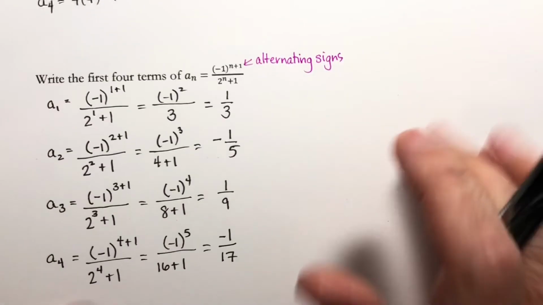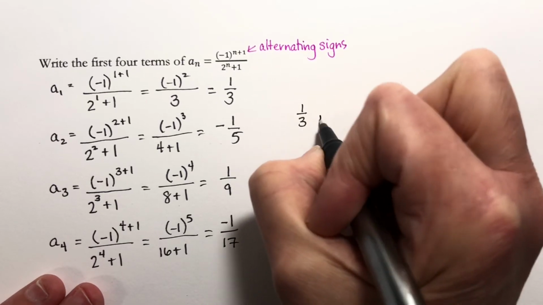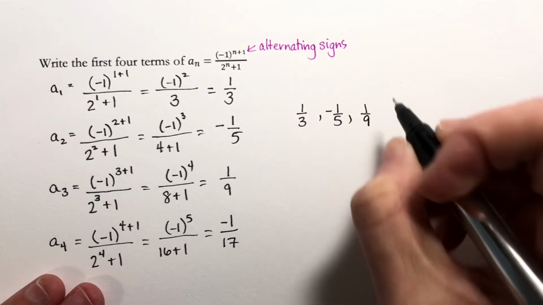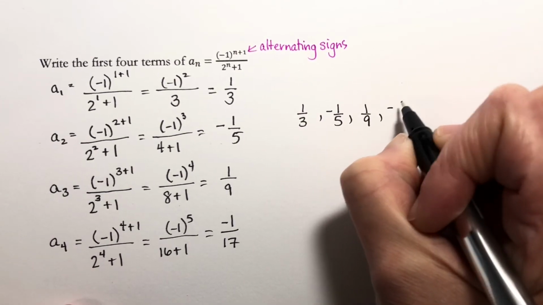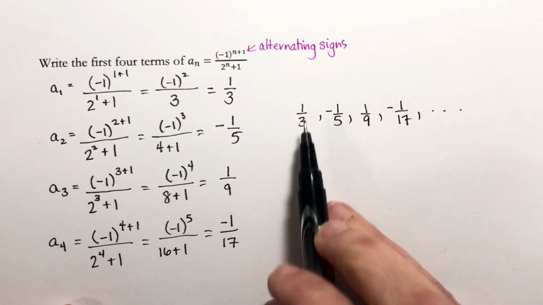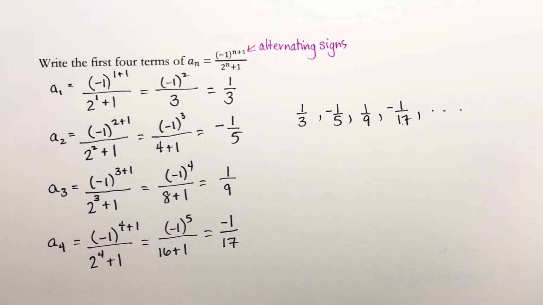Okay, if we were asked to list them, it would be 1/3, -1/5, 1/9, -1/17, and then it would continue. We started off with a positive, negative, positive, negative, and that's going to keep alternating as we plug in different numbers.